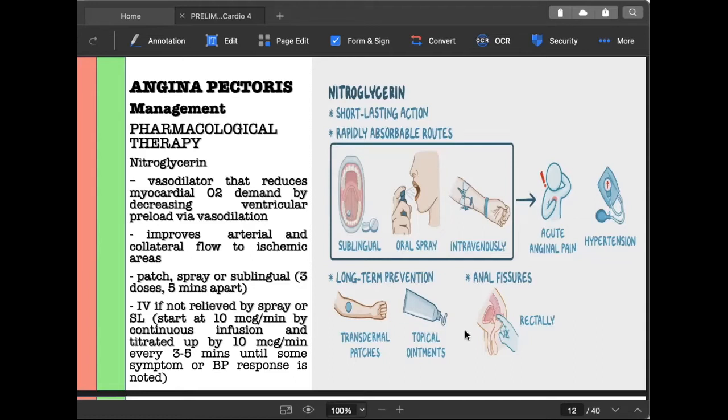So you should be starting with your 10 microgram by continuous infusion and titrated by 10 microgram per minute every 3 to 5 minutes until some symptoms or blood pressure response is noted.